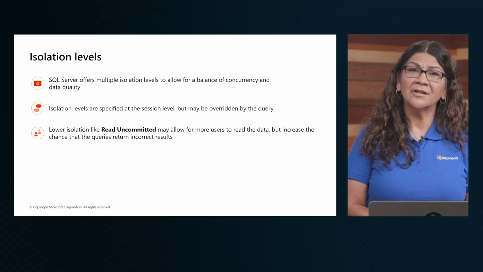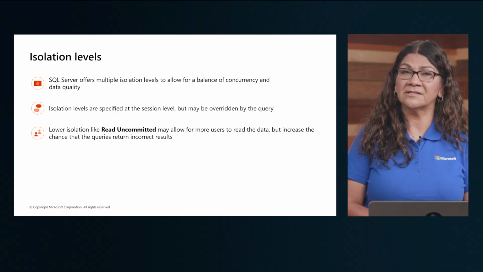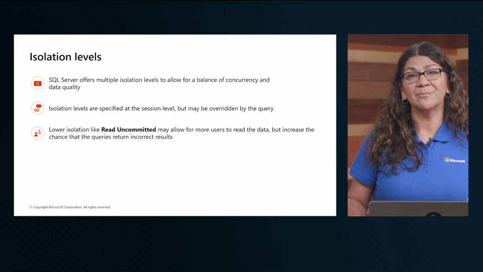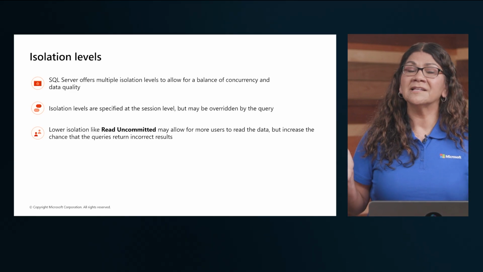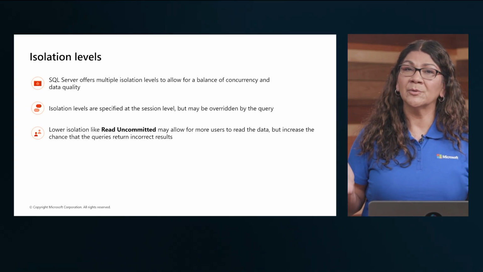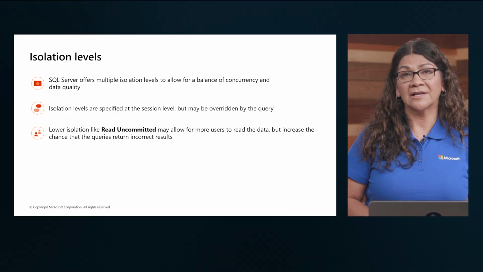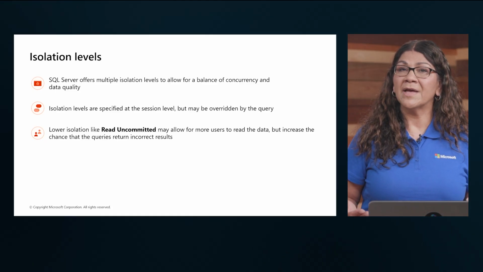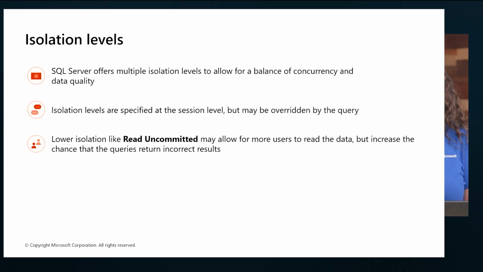And serializable, the strictest level, ensures complete isolation by holding locks until the transaction completes. Additionally, SQL Server supports row versioning-based levels. Read Committed Snapshot is a good option. It's ideal for reporting on OLTP systems without blocking writes. And Snapshot, which provides transactional level consistency but may roll back updates if a conflict arises.